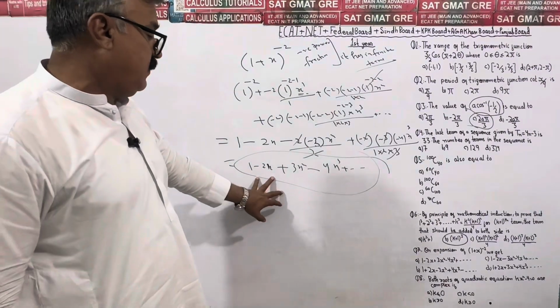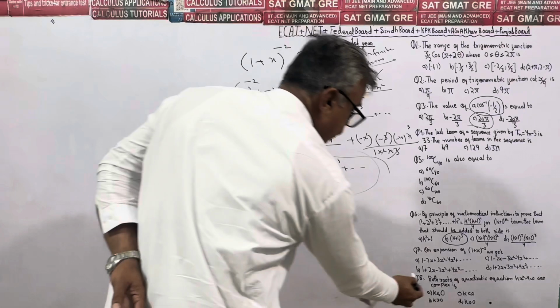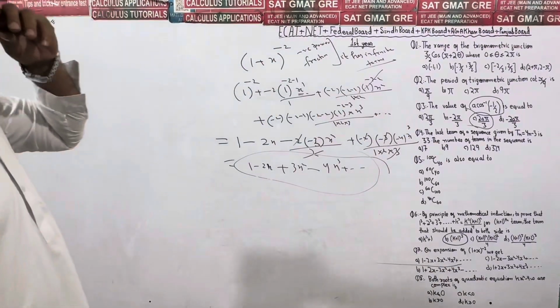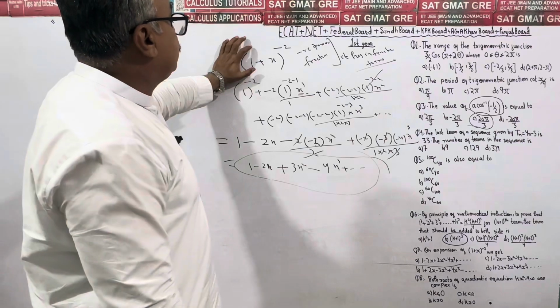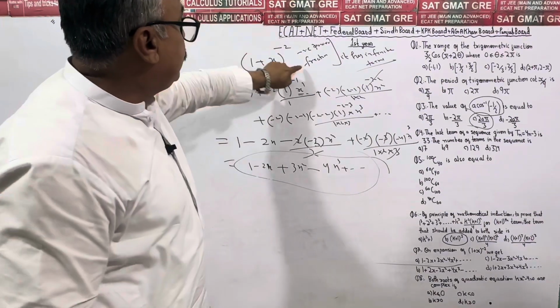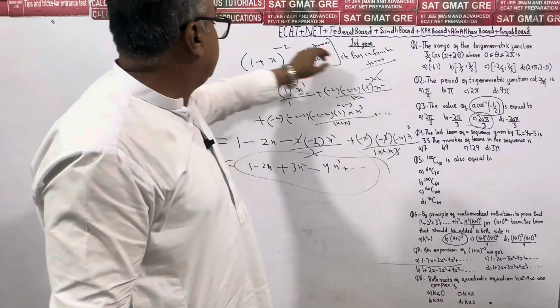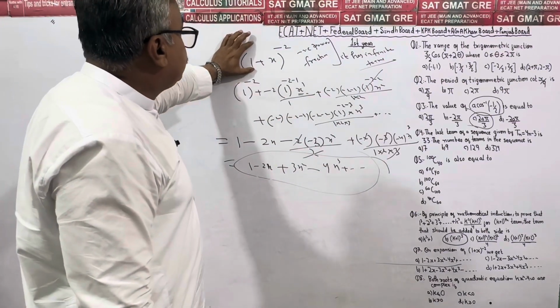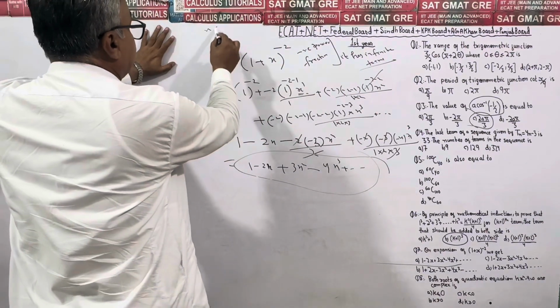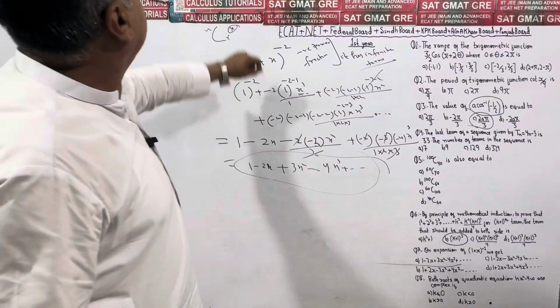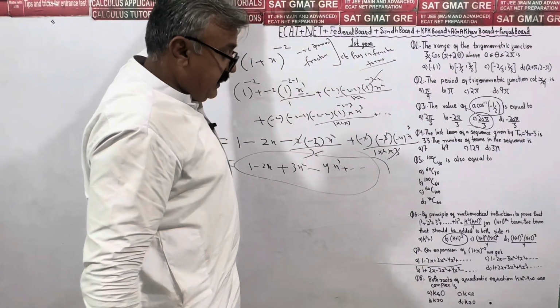2 to 3 terms are enough. I have managed 4. So option number A is the right option. Whenever binomial expansion has negative power or fraction power, it has infinite terms. And we are familiar, combination doesn't work for fraction or negative power.